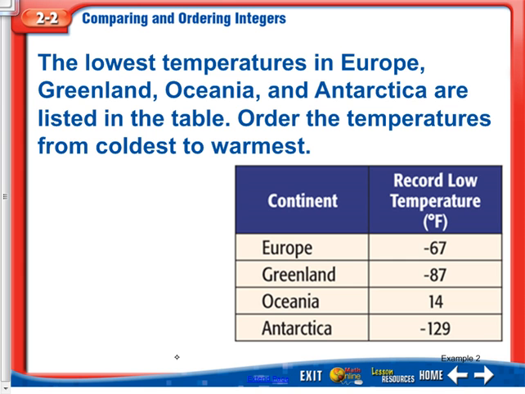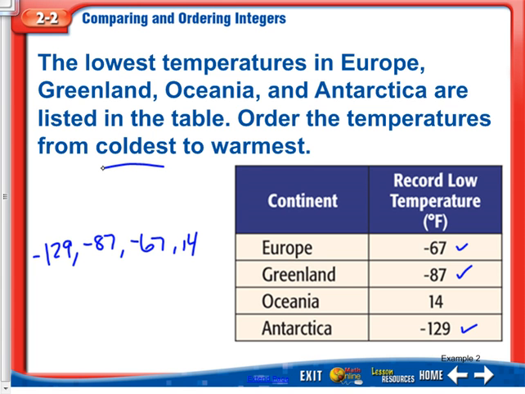The lowest temperatures in Europe, Greenland, Oceania, and Antarctica are listed in the table. Order the temperatures from coldest to warmest. So we want to put the coldest temperature first. Looking here, the coldest temperature would be negative 129. I'll put a comma. The next coldest, I'll put a check mark here. The next coldest would be the negative 87. Next would be the negative 67. And then a positive 14.